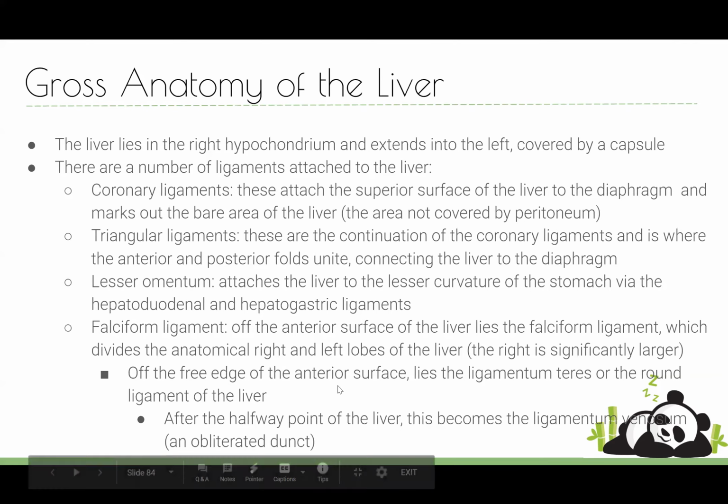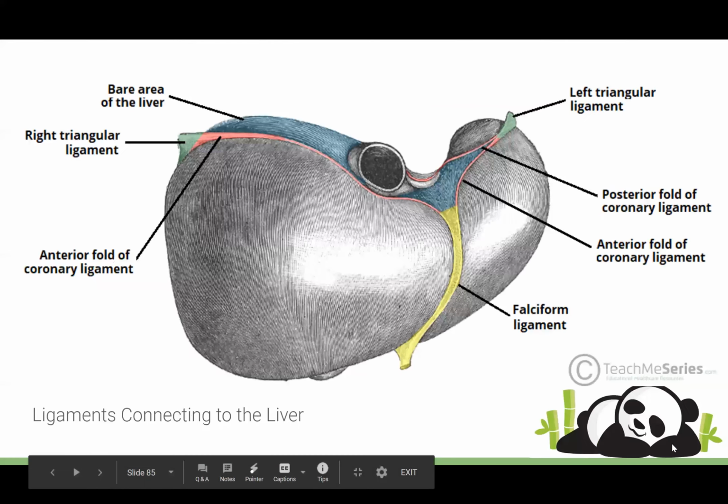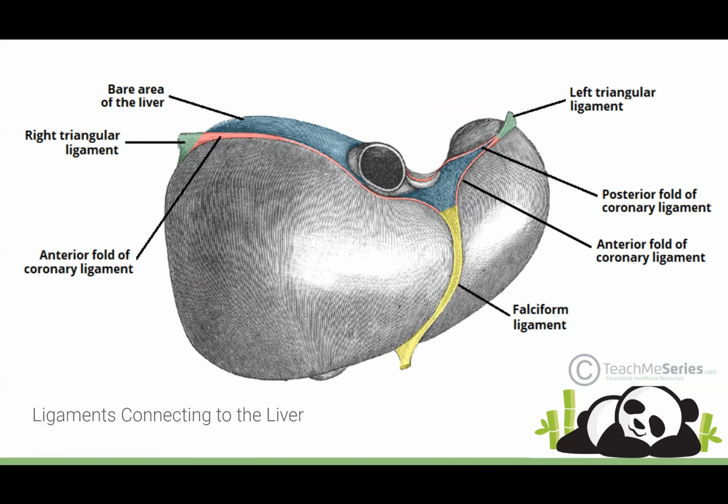Off the free edge of the anterior surface is also the ligamentum teres, or the round ligament of the liver, and the halfway point becomes the ligamentum venosum. So that's another view below it, which we can't see here, but hopefully I'll have another picture talking about that.